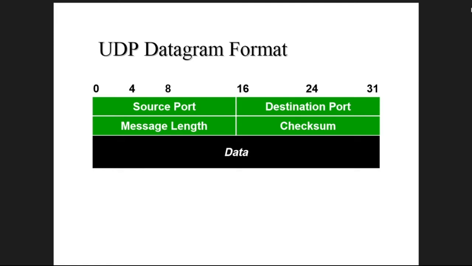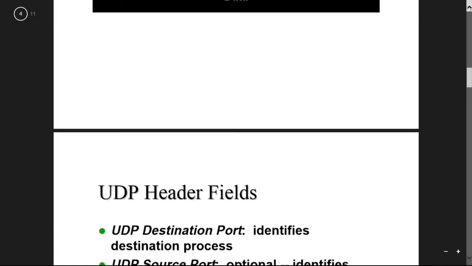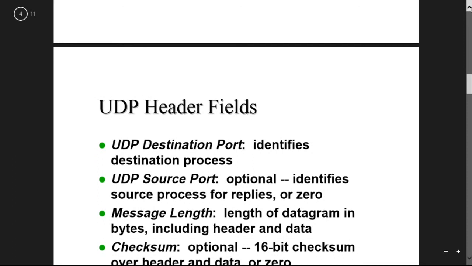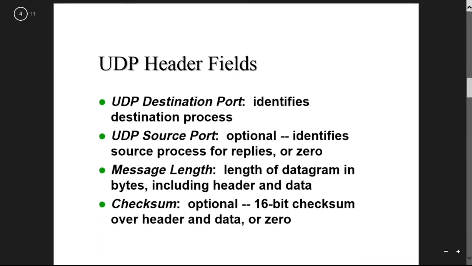Okay, so next, UDP header fields. So UDP destination port. What is the purpose of this port? That is to identify the destination process. Remember that UDP is a transport layer protocol, so we have to communicate between the processes, not host to host delivery. This is process to process delivery.